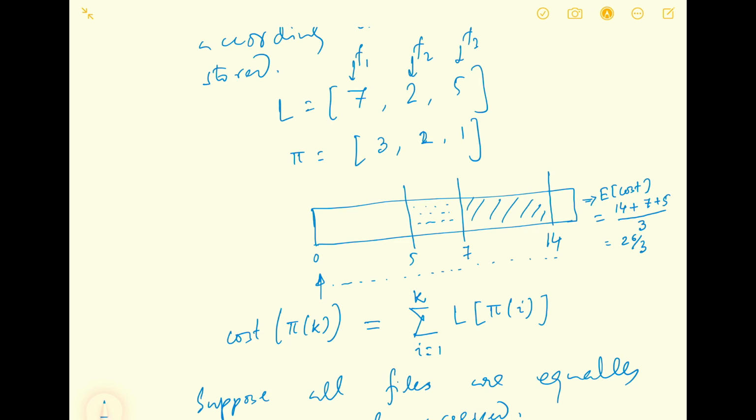We'll see that if we change the permutation, for example, if we swap file 2 and file 3, then the cost will change. So for various permutations, you will get various costs, and our goal is to compute the permutation which minimizes this average cost.